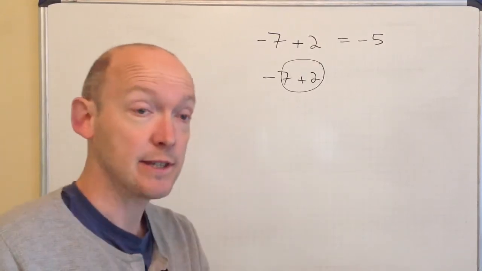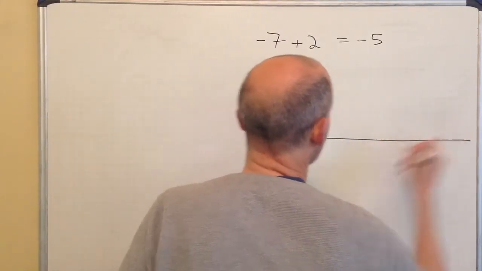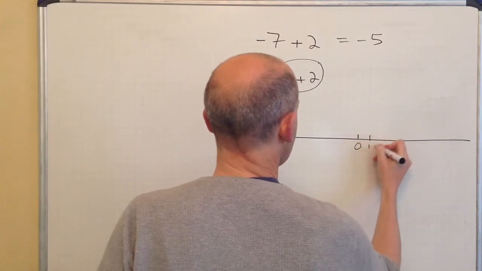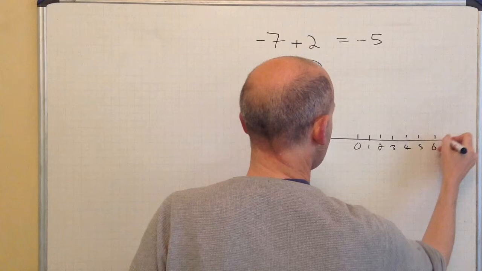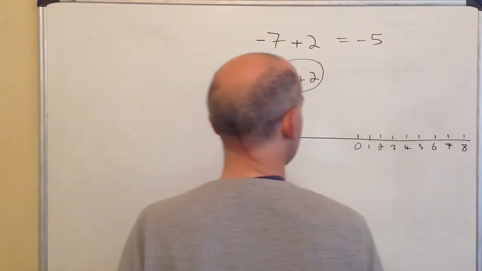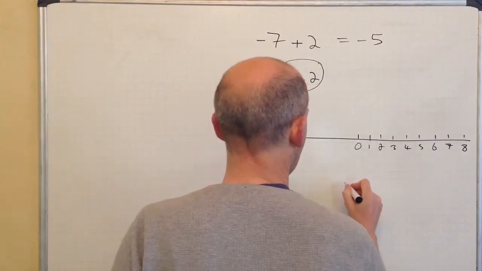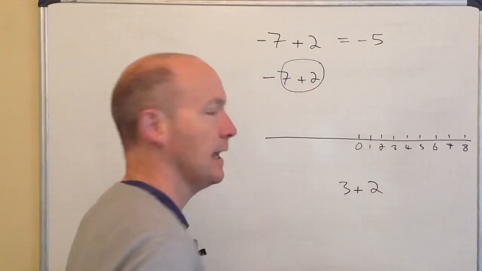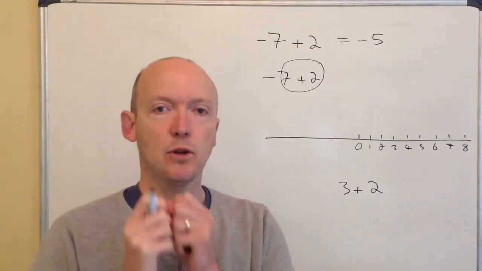And the way to introduce that, I think, is the idea of a number line. So if I've got a number line, something like this, 1, 2, 3, 4, 5, 6, 7, 8, and I take a really simple sum, like the sum 3 plus 2. Now I know you know the answer to that question, but let's just think about how you know the answer and what you're doing with that.